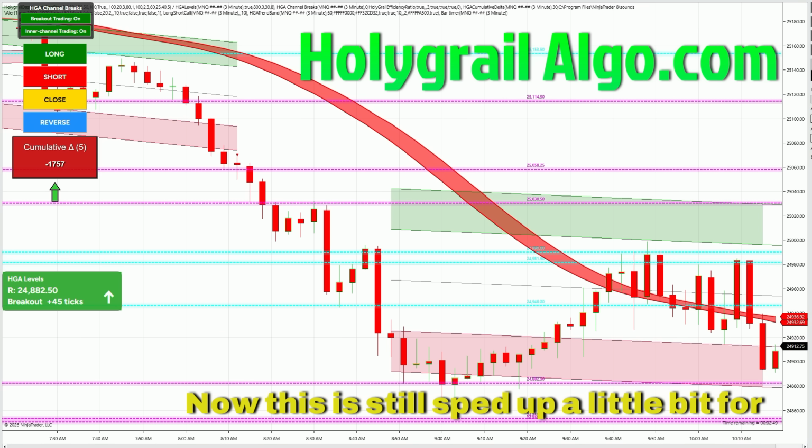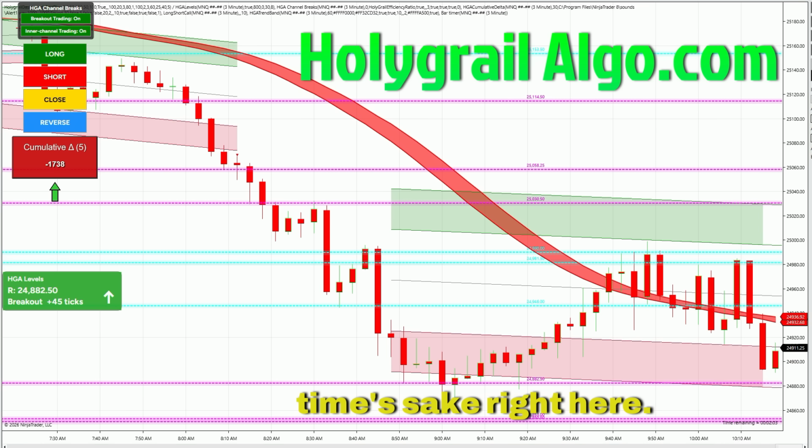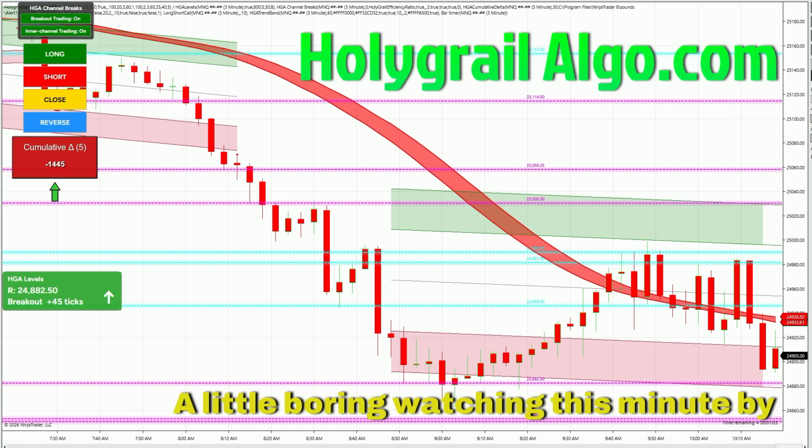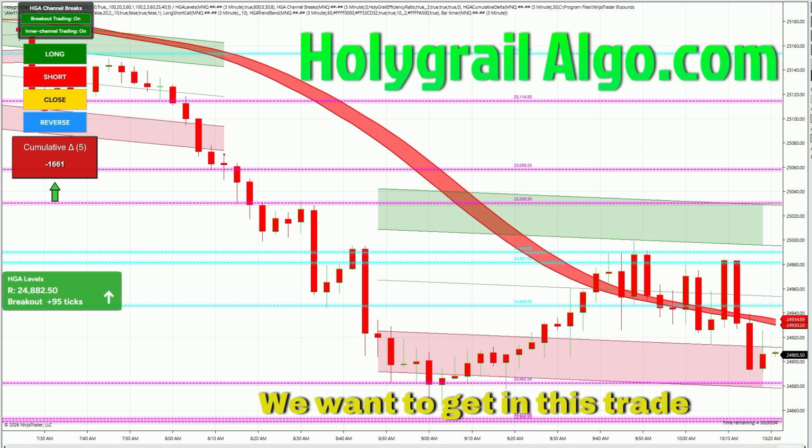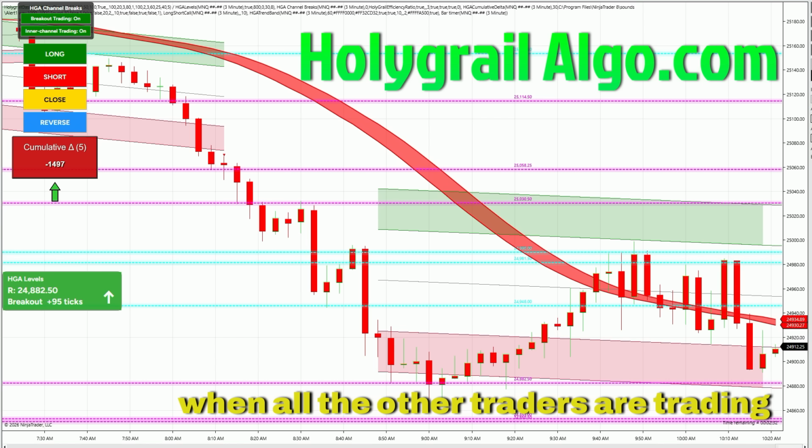Now this is still sped up a little bit for time's sake right here. I'd have slowed it down so you can kind of see how we would trade this. A little boring watching this minute by minute. But we're waiting on the cumulative delta. We want to get in this trade when all the other traders are trading.